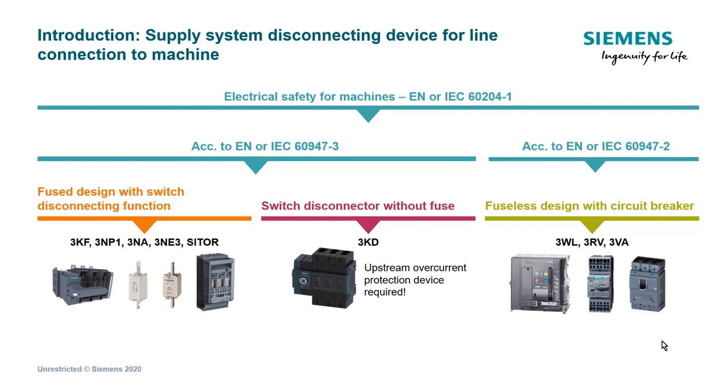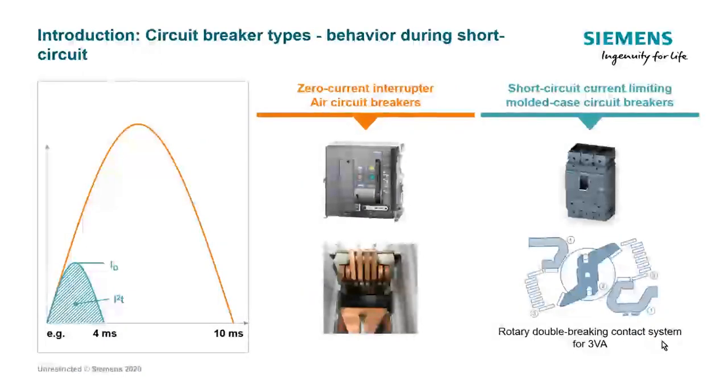The IEC 60204 electrical safety of machinery allows us to have a disconnecting device that is under 60947-3 or 60947-2. This is basically fused designs or fuseless designs as circuit breakers. The difference between them is based, depending on the market, on prices, availability or demand, but also because as soon as a short circuit fault appears, in the fuse design, fuses have to be replaced, whereas in the fuseless design, you just need to reactivate the circuit breaker.